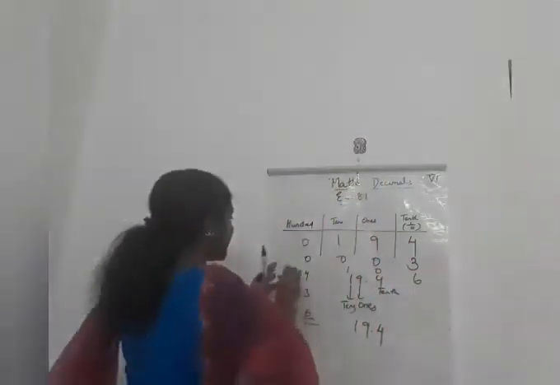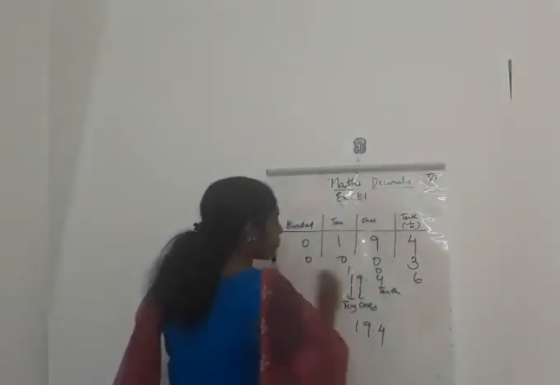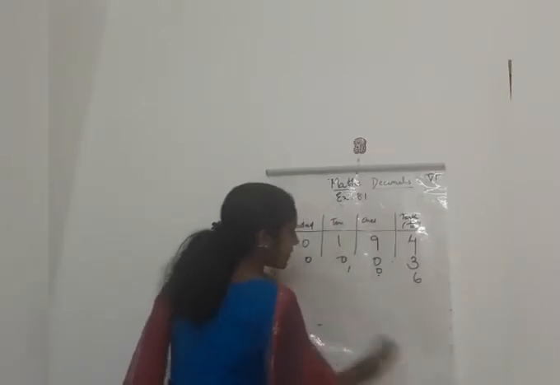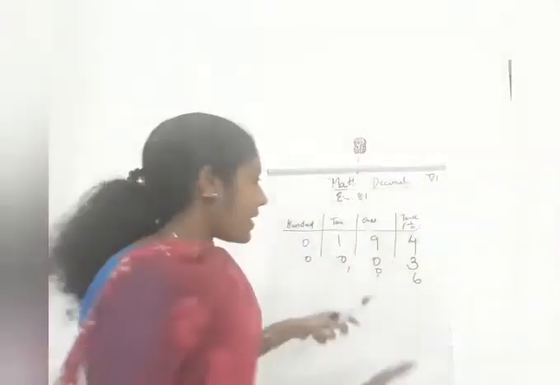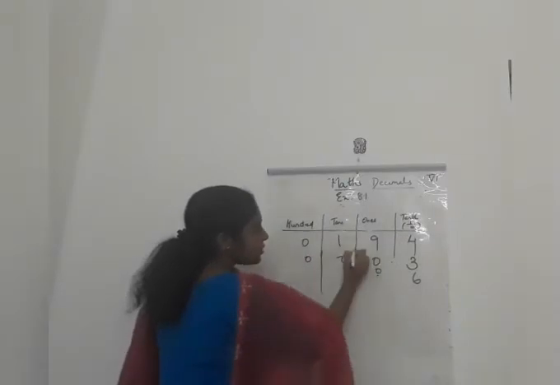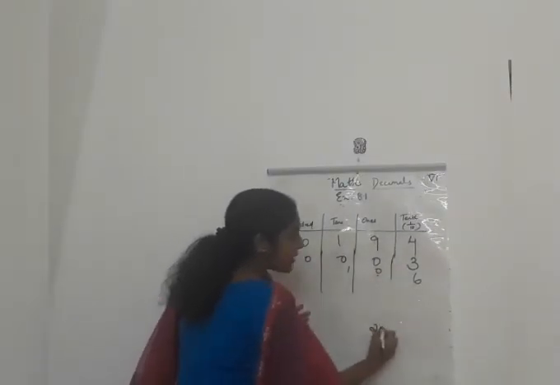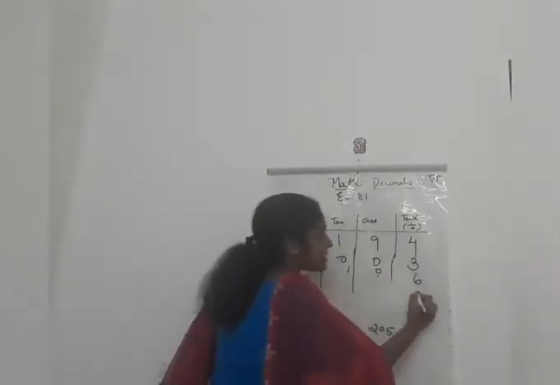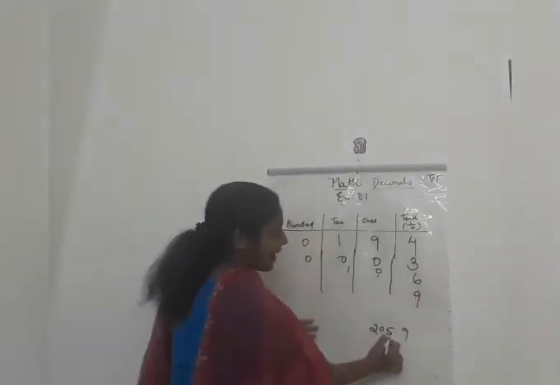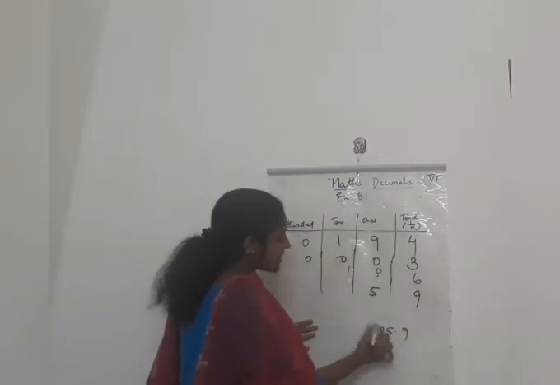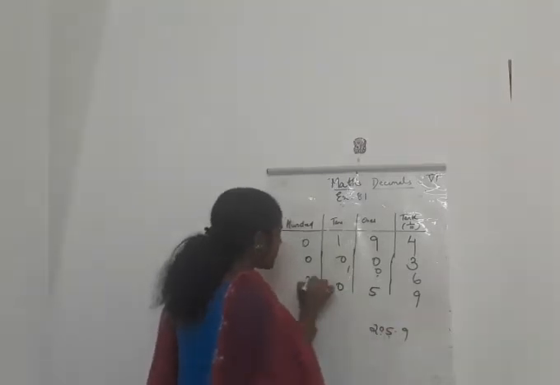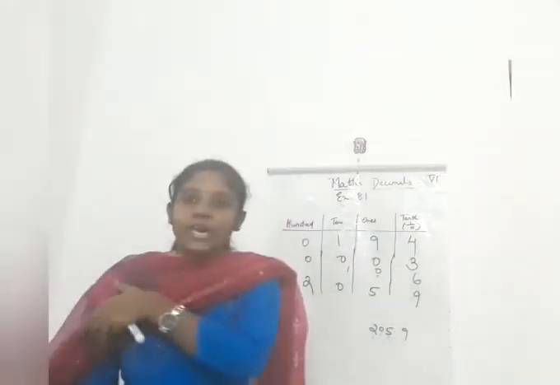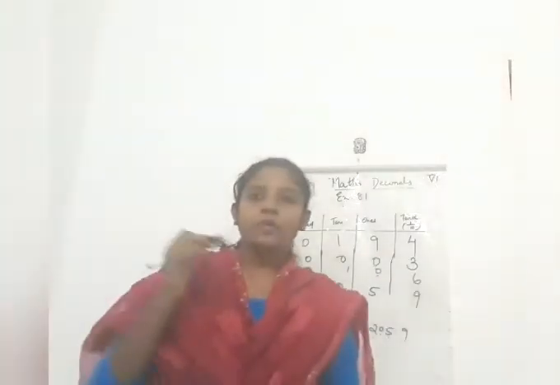The last question is 205.9. 205.9 means it is 205.9. The place after the point is the tenth place. So 9 I have written here. 5 it is ones place, 0 it is tens place, 2 it is hundreds place. Okay, so this is the way how you have to write.